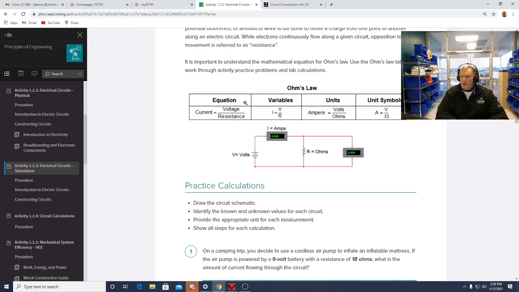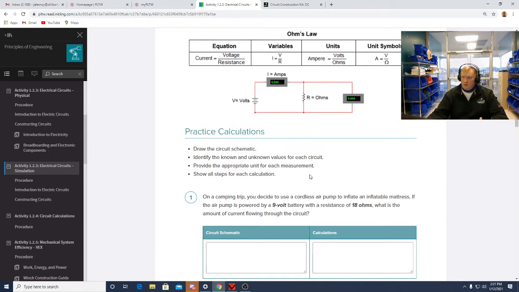This is Ohm's law. This is the calculation that we're doing over and over again. You're going to learn that voltage equals current times resistance, and that you can rearrange that formula in different ways. So what they have here is current equals voltage divided by resistance. You can see the variable symbol, the units of measurement, and the unit symbols. So learn about Ohm's law, research that.